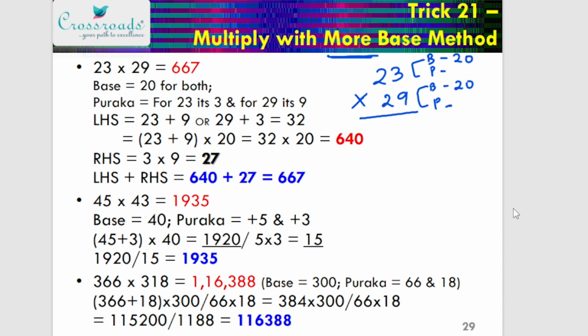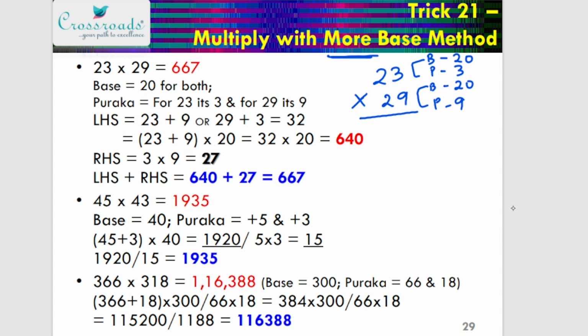Coming to the Puraka, the base is 20, the number is 23. What's the difference between both? It is 3. Here, the base is 20, the given number is 29. What's the difference? It's 9. Hence, the Puraka is 9. So much I think should be clear to everyone.